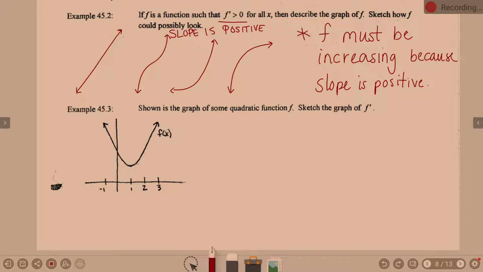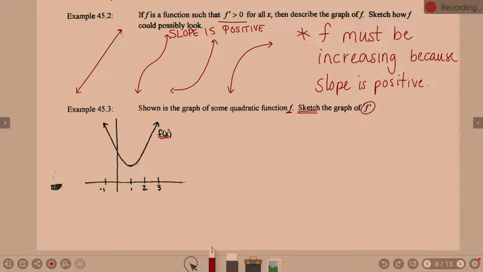Okay. Example 3. Shown is the graph of some quadratic function f. So notice what it says right here. This is f. Okay, this is the graph of f. We're being asked to sketch the graph of f prime. So they're giving us f. We have to sketch f prime. And do notice what it says.